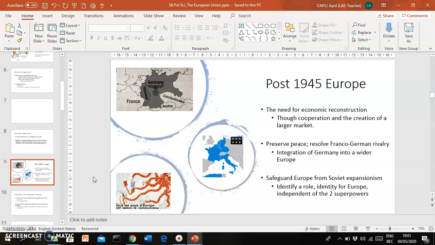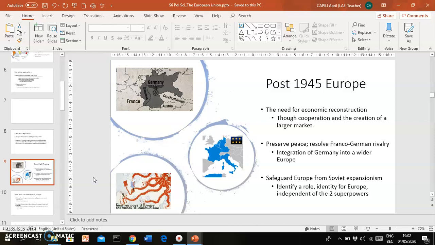And as people saw eventually, there was a necessity for the establishment of a larger market, and this large market would have to be, in many ways, harmonized across borders, across countries. And of course, you have political motives as well. So Europeans finally became tired of war, and they saw the need to resolve the long-standing rivalry between France and Germany.